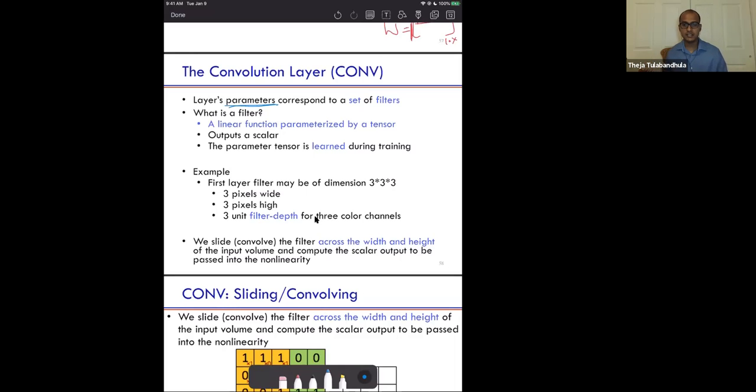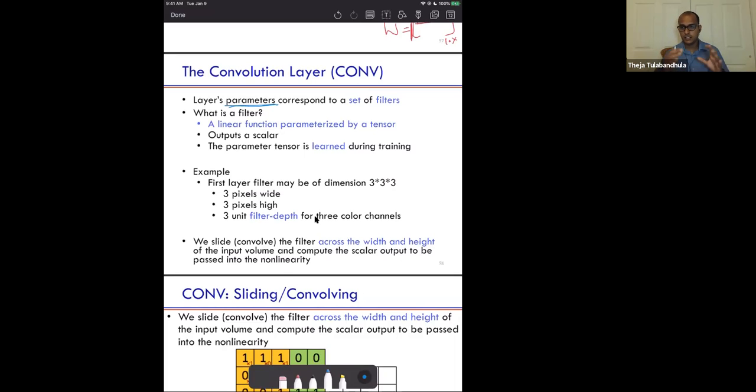So we will also have parameters in the conv layer. Now, we're going to arrange these parameters in a specific way. Parameters are just numbers, right? In the fully connected case, it was a nice single matrix. But in the conv layer, we're going to do it in a different way.